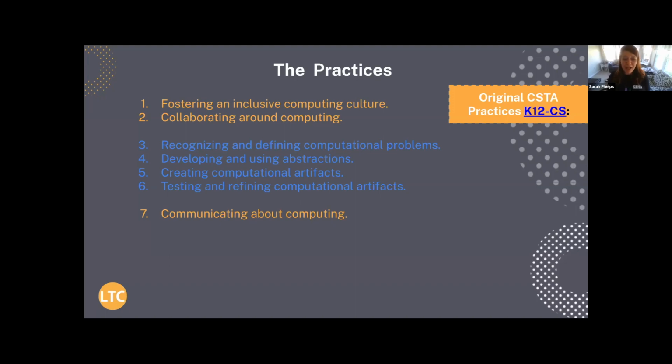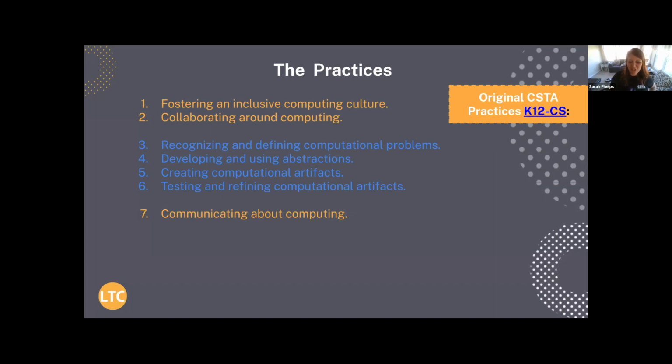Developing and using abstractions. Big words, but don't be scared about those words. Abstraction is when we take something, we kind of break it apart and figure out what's important and what's not. Creating computational artifacts. Artifacts are like programs or some kind of evidence of your work. Testing and refining those computational artifacts, always improvement, right? We're looking at it and changing it up and making it better. And then finally, communicating about computing.